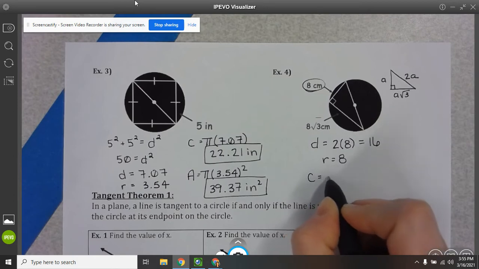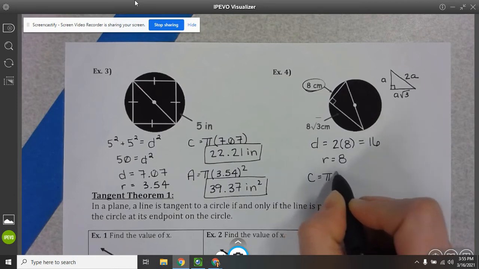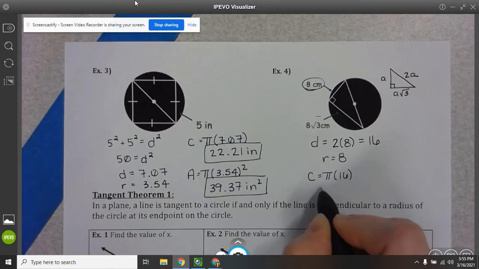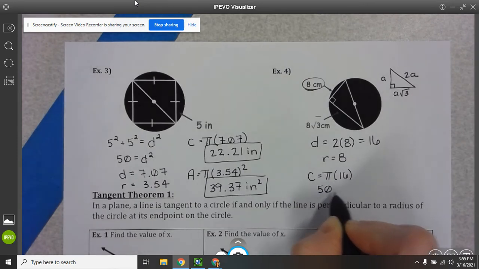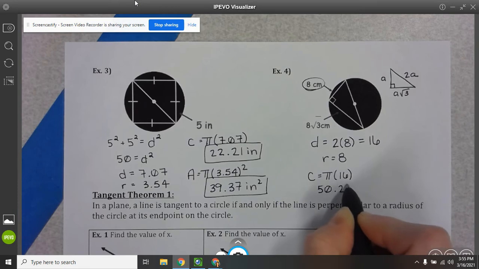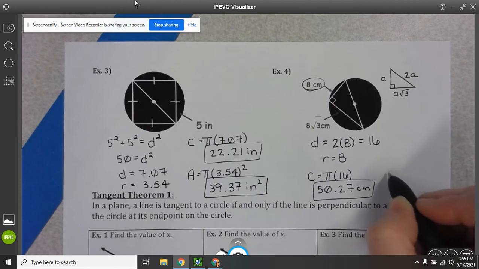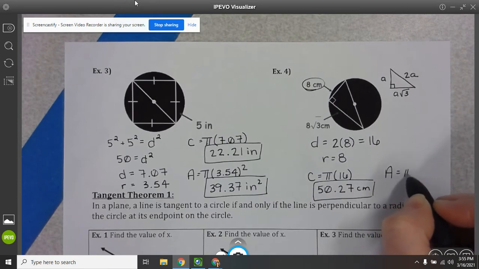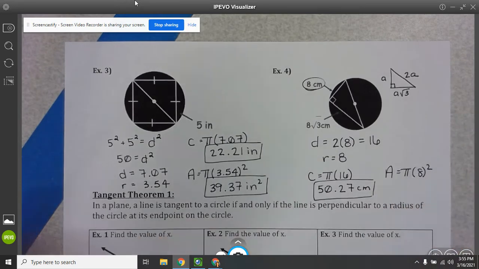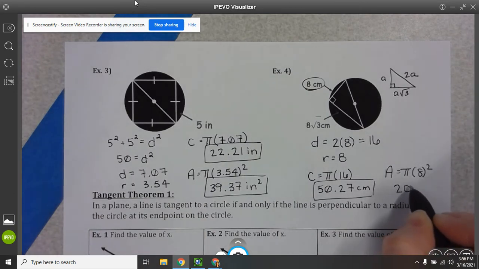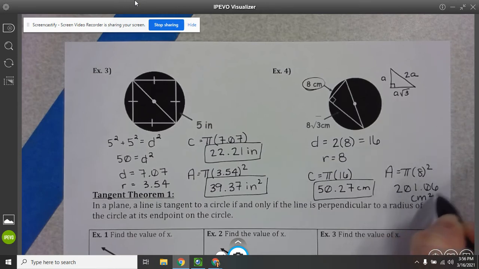So our circumference is pi times 16. Oh, my calculator locked. There it is. So here we have 50.27 centimeters. And then for area, I have pi times 8 squared, which gives me 201.06 square centimeters.